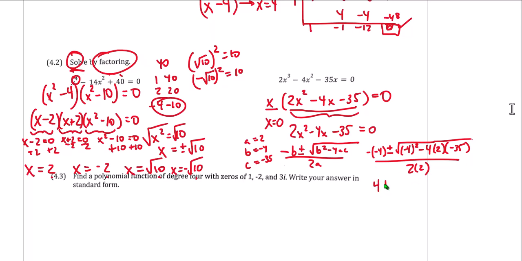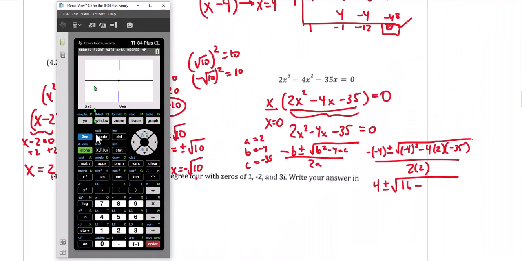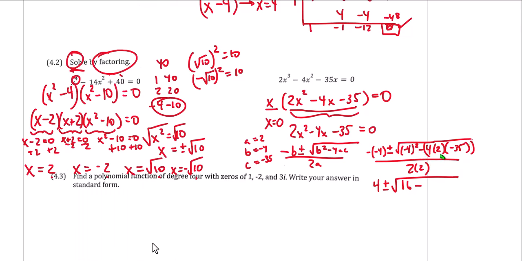So let's see here. This is going to be 4 plus or minus the square root of 16 minus, oh man, I'm doing that in my calculator. I'm not going to do all that in my head. If you don't get to use a calculator here, then you're going to need to do this in your head. But let's do 4 times 2 times negative 35. So all of this is negative 280, but we're subtracting that negative 280, which means we're adding 280, all over 4. So that is 4 plus or minus 296 all over 4.